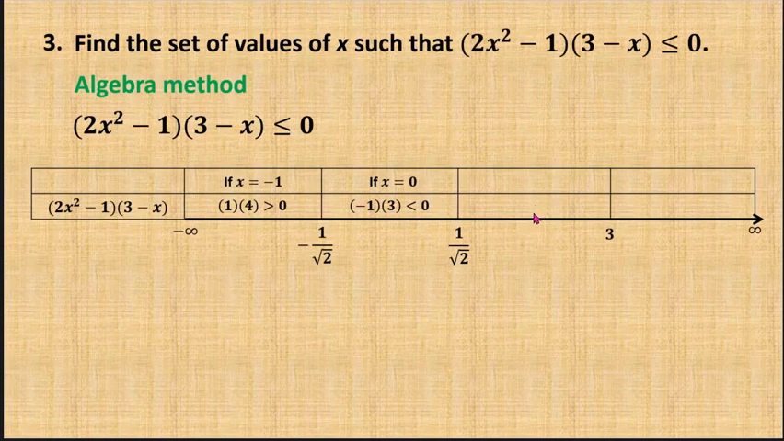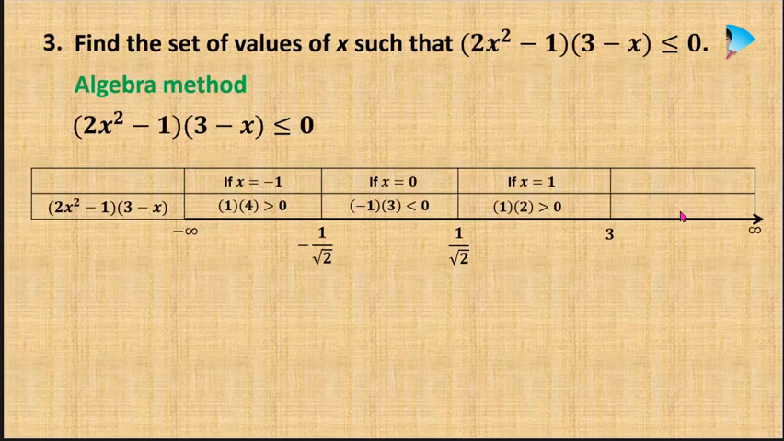The third region, I choose x equals 1. So, when x equals 1, 2x power 2 minus 1 is 1 and 3 minus x is 2. So, overall, it is a positive value which is greater than 0. So, the polynomial is greater than 0 in this region.